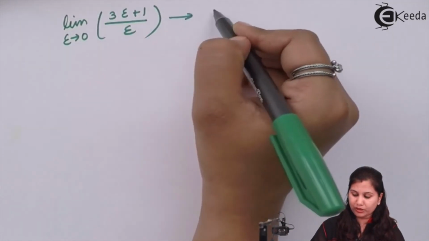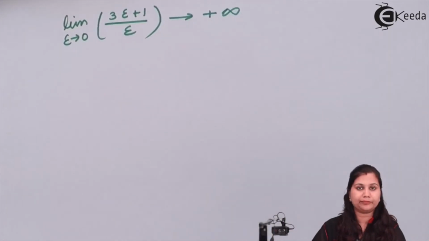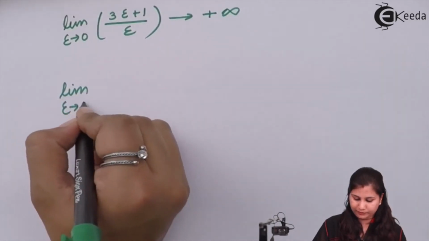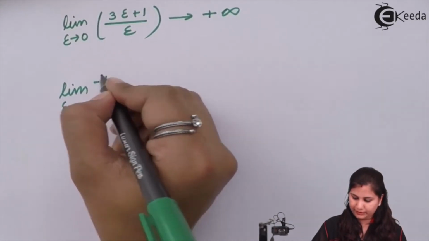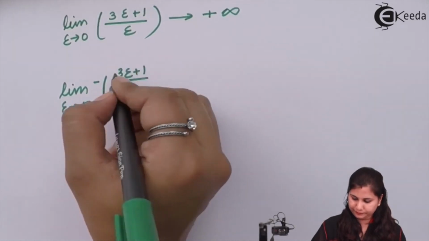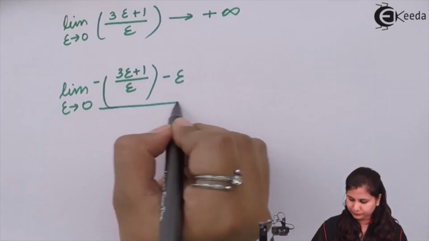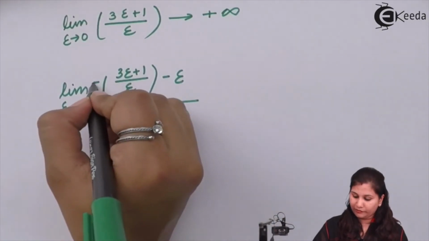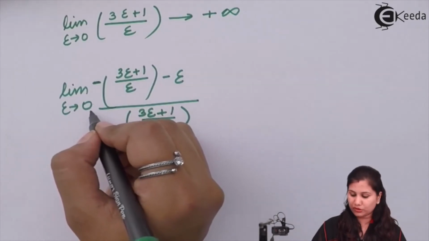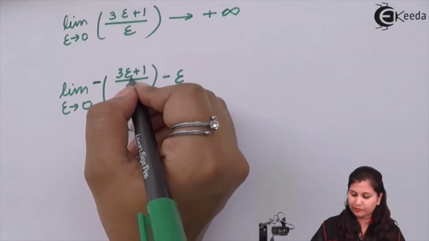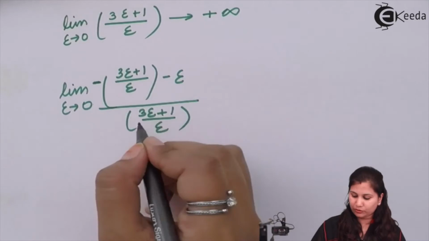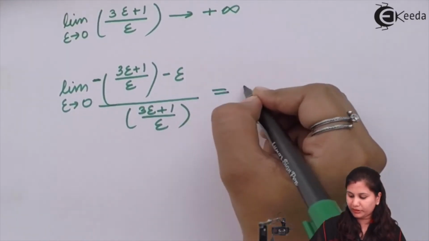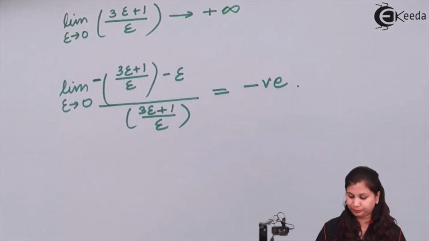So it will tend towards positive infinity. Okay. Then we are going to apply the limits on the term minus. Now, if here we put epsilon tends to 0, then it will become 1 upon 0 minus 0 upon, this is again 1 upon 0. So this will come out to be a negative number.